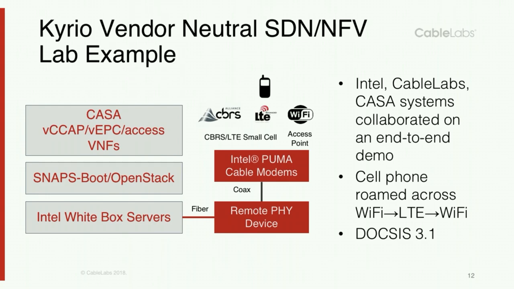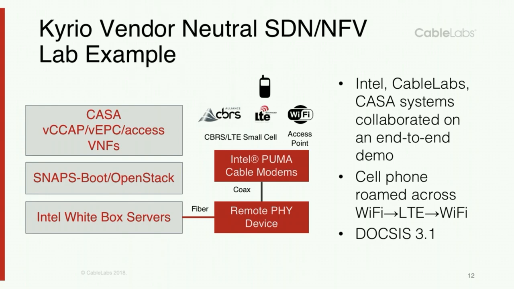The bottom layer is SNAPS boot to provision bare metal servers and to provision the operating system. On top is SNAPS-OpenStack, providing the NFVI and Vim layer. And then you have, as I mentioned, the CASA access technologies come with corresponding VNFs. And you get access VNFs, VEPC, and VCCAP core, all from CASA. These technologies were integrated in the Kyrio lab. And they provided the end-to-end environment for the collaboration between three entities, Intel, CableLabs, and CASA.